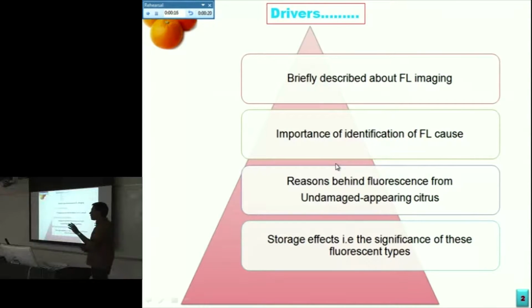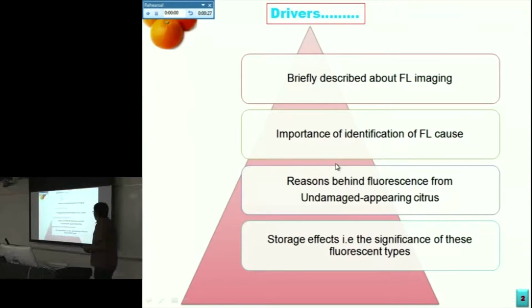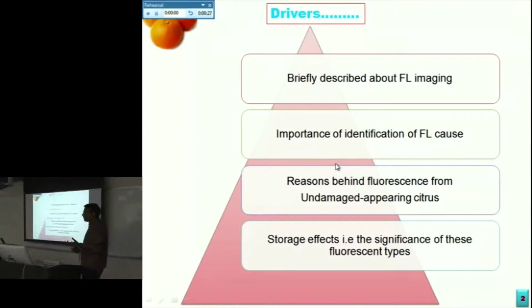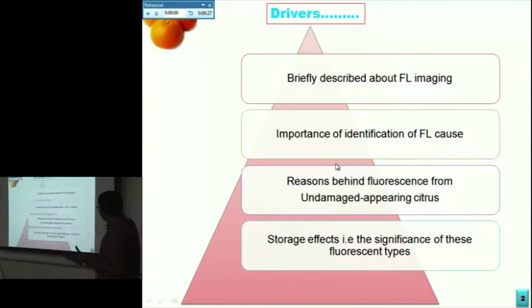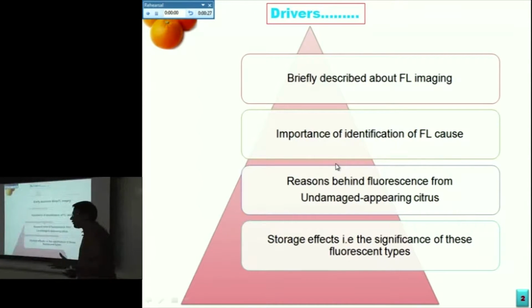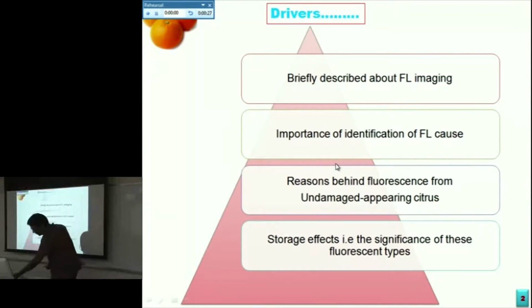Today I will present partly from my research, but before this, in the next 2 or 3 slides, I will describe what the fluorescence imaging system is, and then discuss the importance of identifying the fluorescence cause. Then I will describe some findings behind the fluorescence emission from undamaged-appearing citrus, and tell about the significance of these fluorescence types to fruit quality. So this is my outline for today.